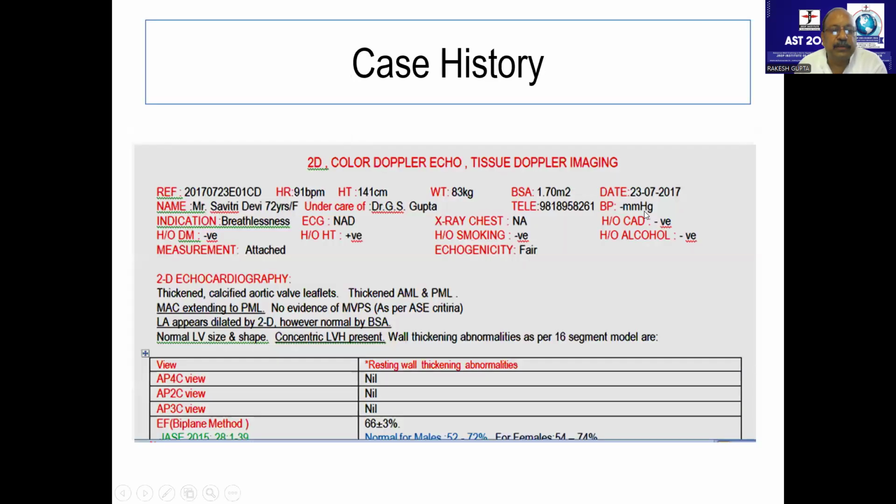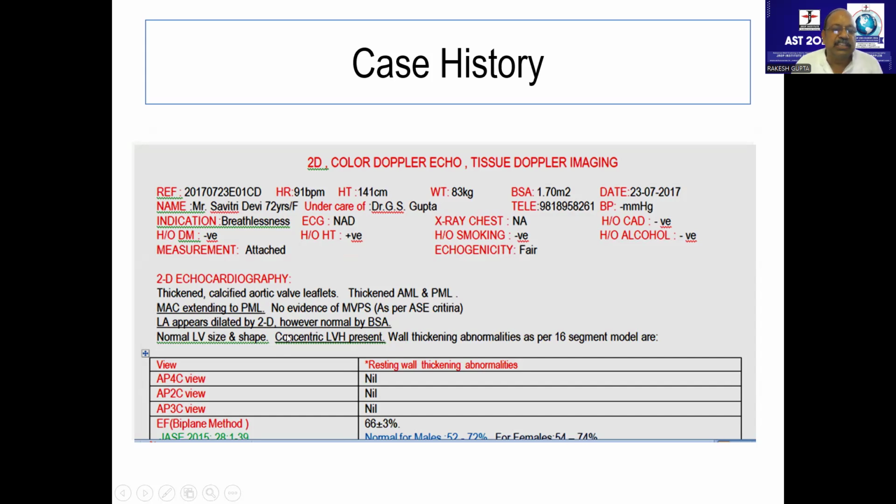Now, let's move on. Look at this patient who is a 72-year-old female. She has a history of hypertension. And look at her classical echocardiography features. She has thickened, calcified aortic valve leaflets, thickened AML and PML of the mitral valve. On top of that, she has a mitral annular calcification extending to the posterior mitral valve leaflet. The LA appears to be dilated, but normal by body surface area, and she has a concentric left ventricular hypertrophy.